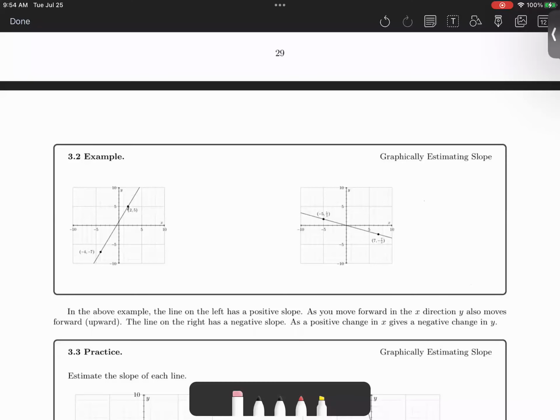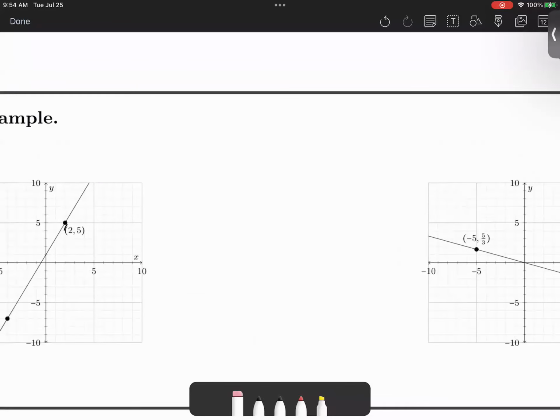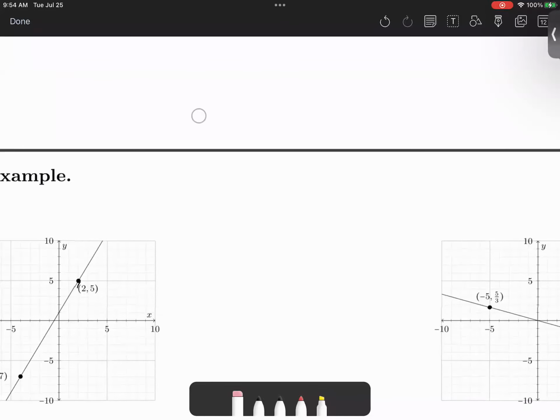Let's work on two problems involving graphically estimating the slope of a line. So as a reminder, the slope of a straight line is the ratio between the change in the y. So if I move from point to point, what's the change in the y over what's the change in the x? So that's my change in y. This is my change in x.